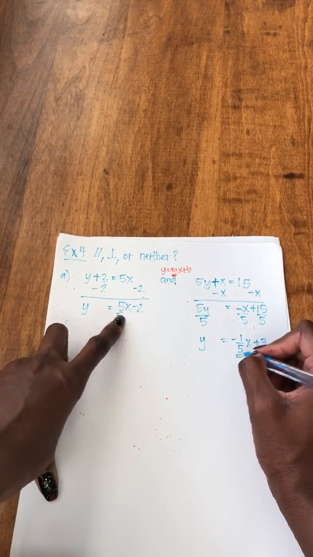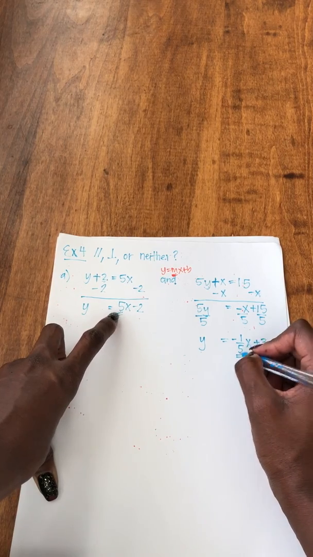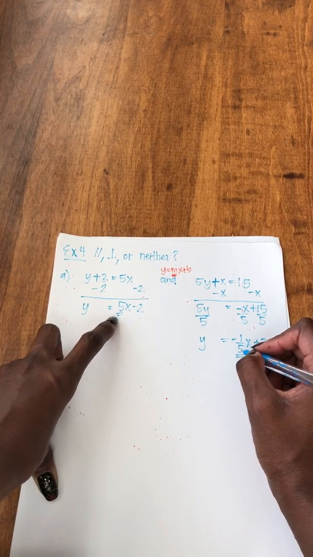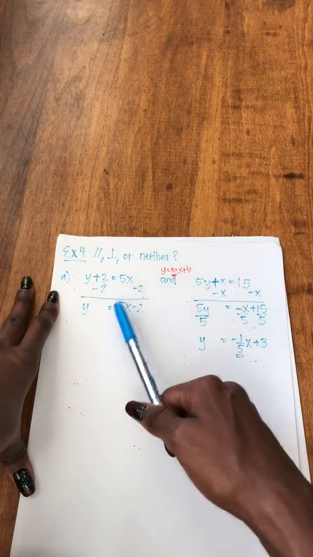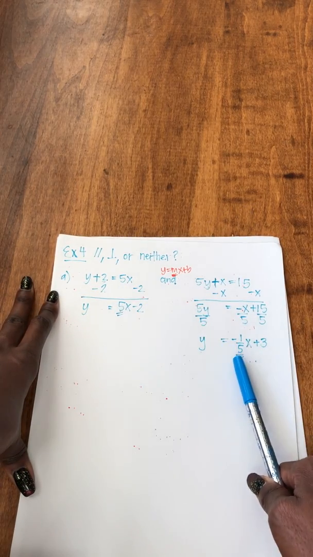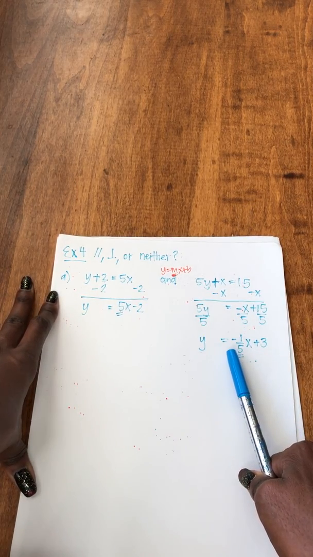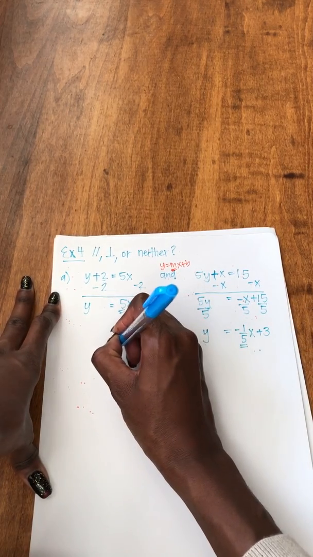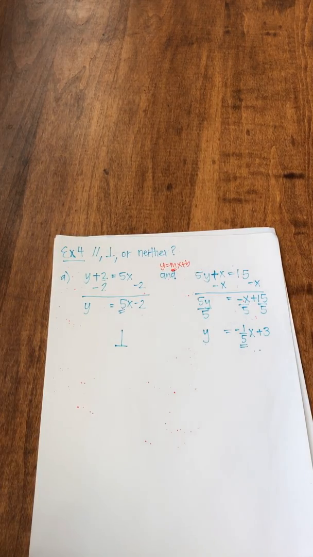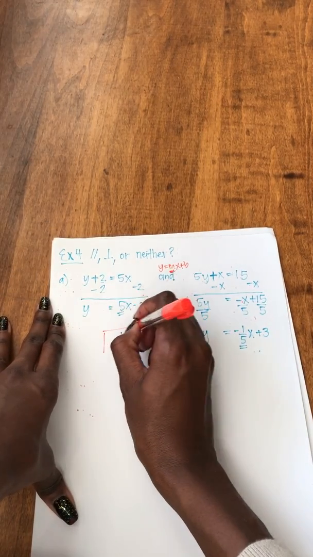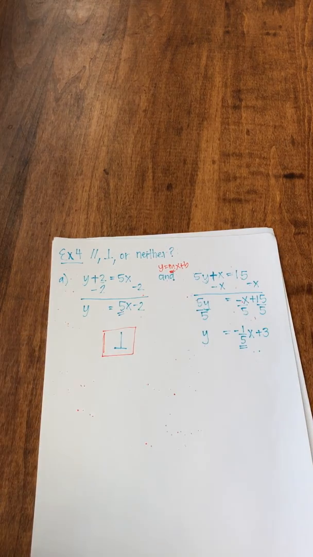Are these the same, negative reciprocals, or neither? They're negative reciprocals, right? We have 5, and then we have 1 over 5, and the sign has changed. So in this case, the answer will be perpendicular. Okay? And that would be the final answer.